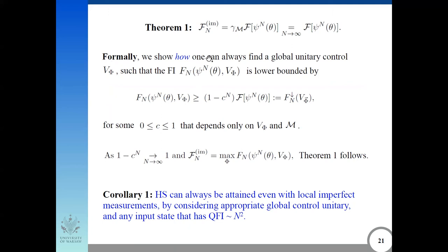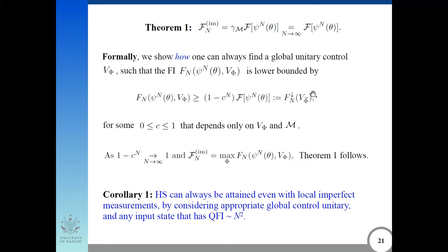Formally, we show explicitly how one can find a global unitary control, let me call it V, such that the Fisher information for any given state coupled with this control unitary is lower bounded by a factor times the perfect QFI. The factor is 1 minus C over n, for some C that depends only on this choice and the imperfect measurements. Therefore, if I take n to be large, 1 minus C over n goes to 1. Since the imperfect QFI is the maximum over V, while this bound is for a particular V, theorem one follows immediately from here.